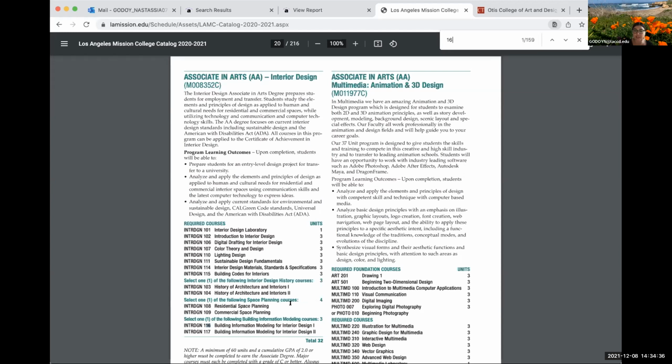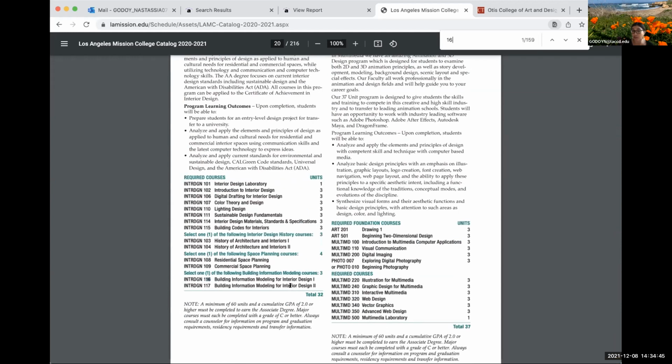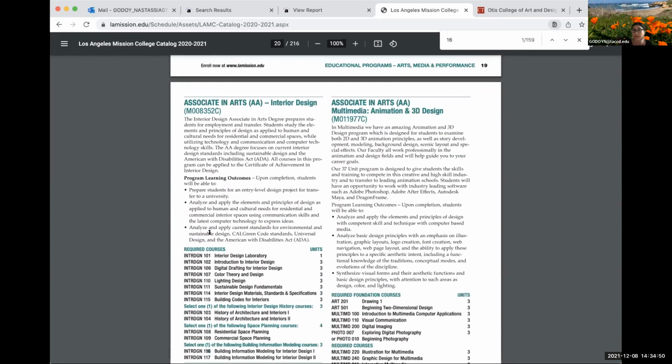Select one of the following space planning courses. I would choose one of these. And select one of the following building info modeling courses. Choose one of these. I know that I would have a total of 32 units for my major. And that's how I would choose if I wanted an interior design associate's degree with no transfer in mind. If your main goal is to transfer from a community college to a four-year university, we want to focus on transfer requirements because that's what's going to make you a competitive applicant when you go to apply.